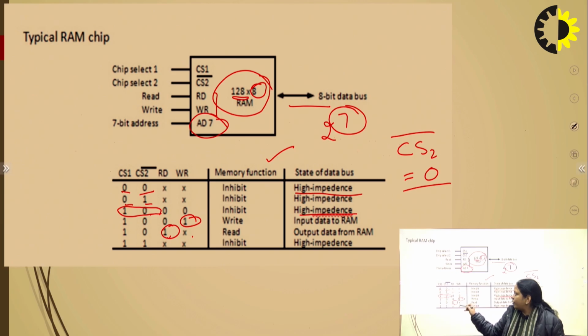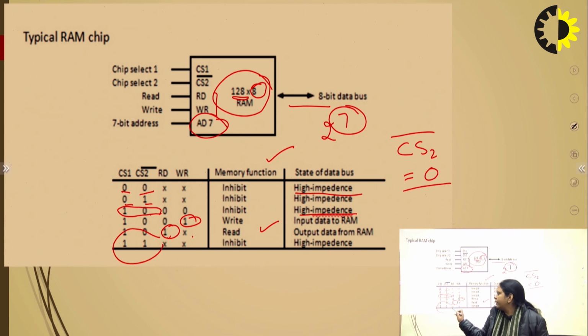If the value of write is 1 or 0, it is known as a don't care condition. We will always perform the read operation here. So, this is a read operation. And in the last case, when the wrong combination is there, CS1 and CS2 bar are 1, 1, there will be no operation in the RAM. So, this is the table of the RAM chip.